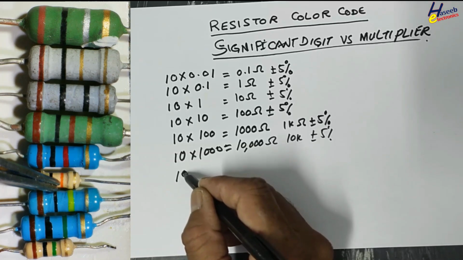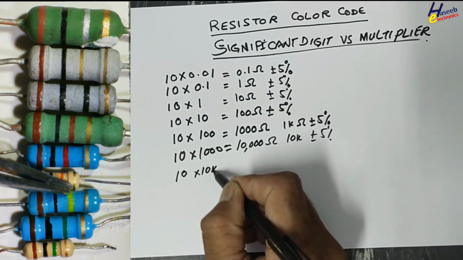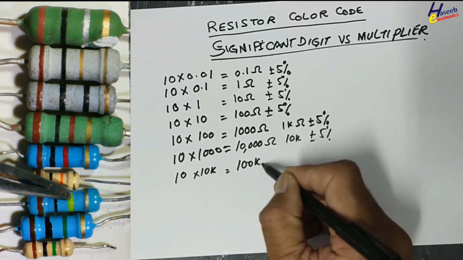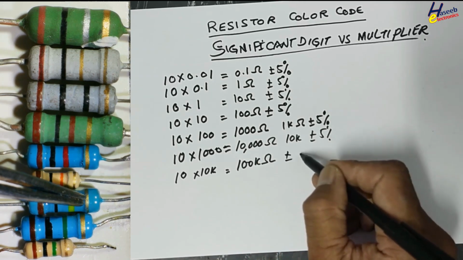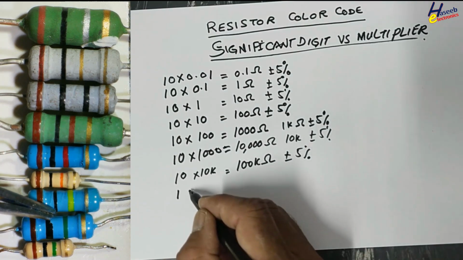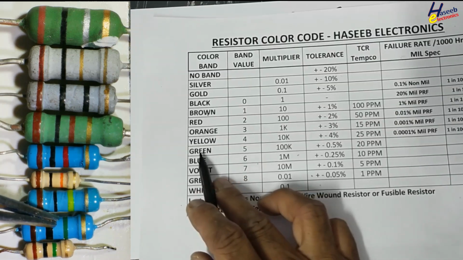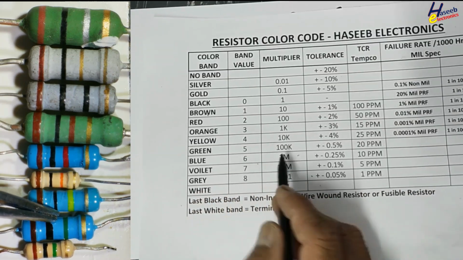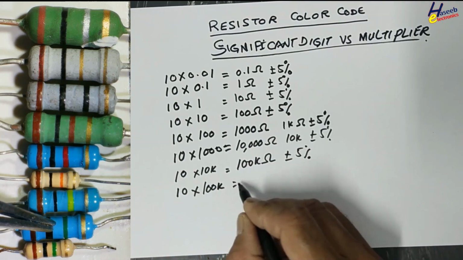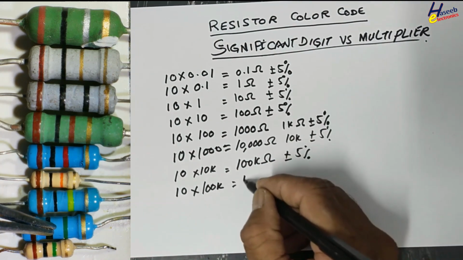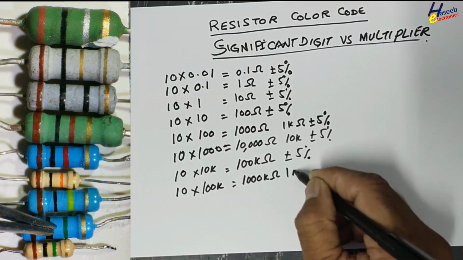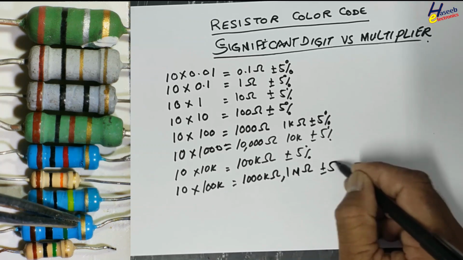1, 0, we will multiply with 10k, 10,000. That means it is a 100 kilo ohm resistor plus minus 5%. Then 1, 0, green, multiplier 100k, 10 multiplied by 100k, 1000 kilo ohm or 1 mega ohm plus minus 5%.